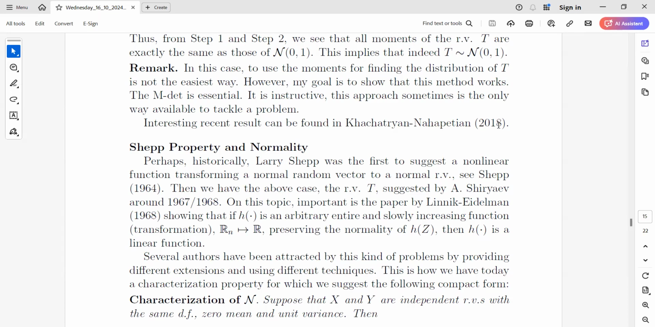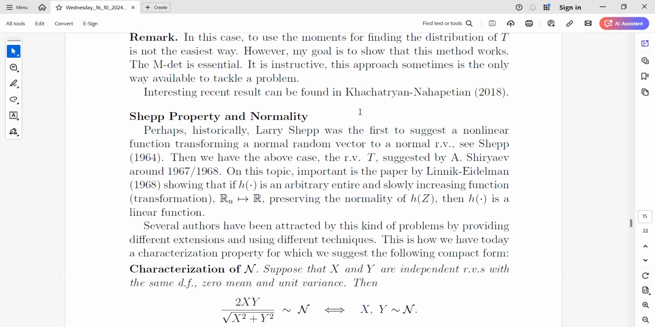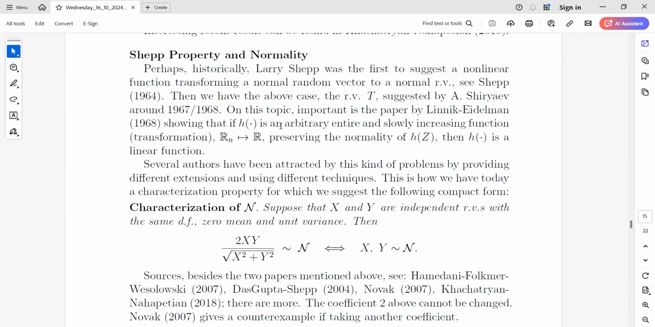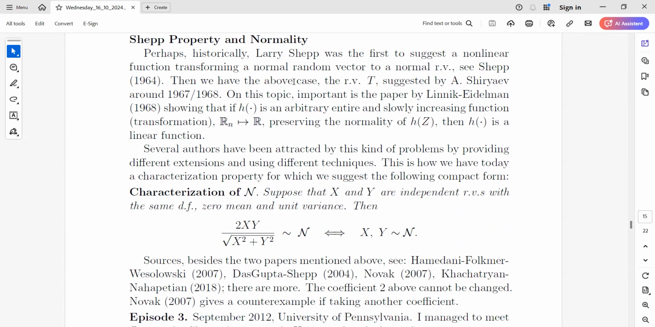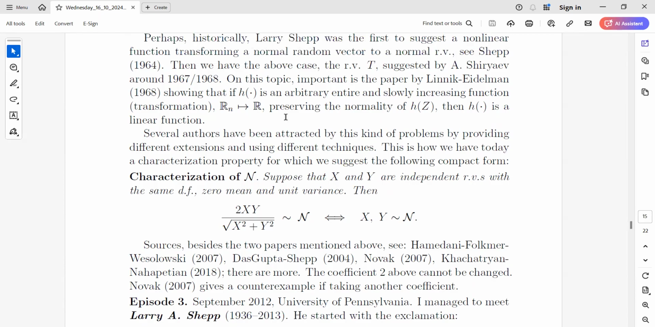So it's quite recent. It's in the Armenian Journal of Mathematics, with all the details. And now here there is another property which in the literature is called the Shepp property and normality. So Shepp published a problem in SIAM Review, volume 64, maybe 62, 64, with the solutions. And it is the following.